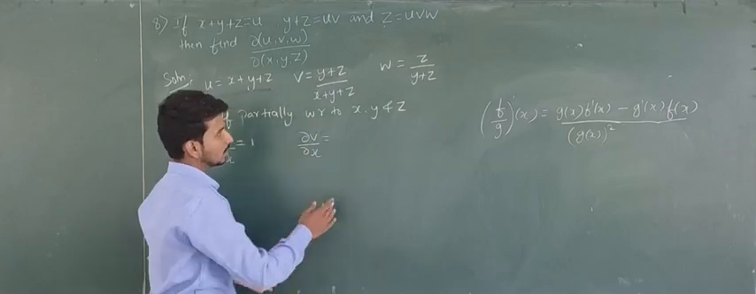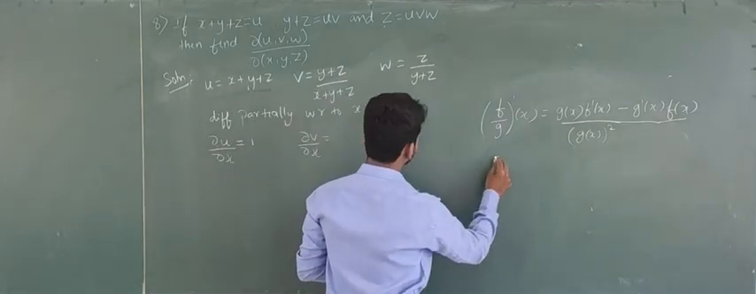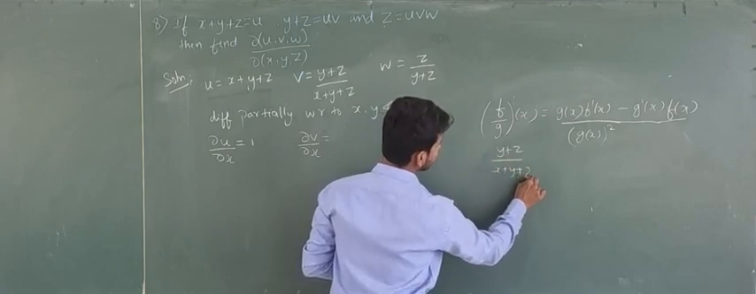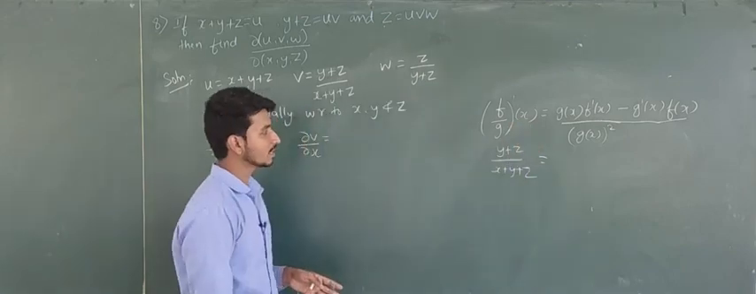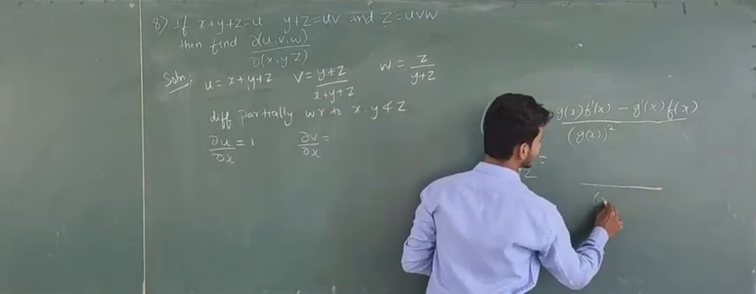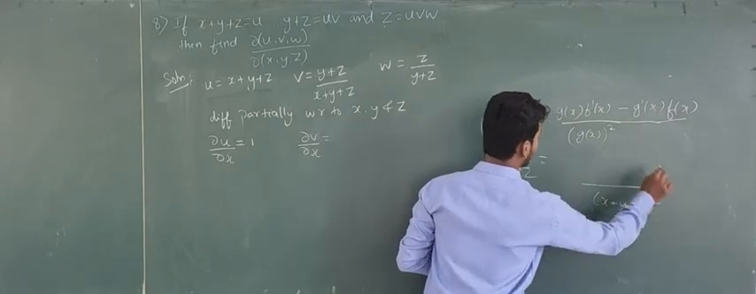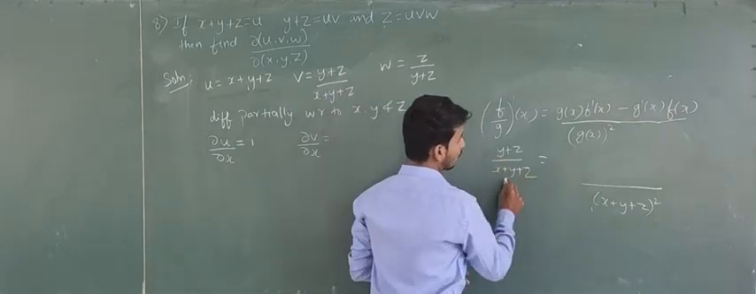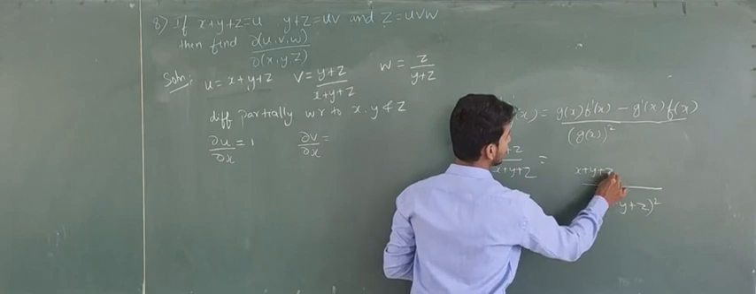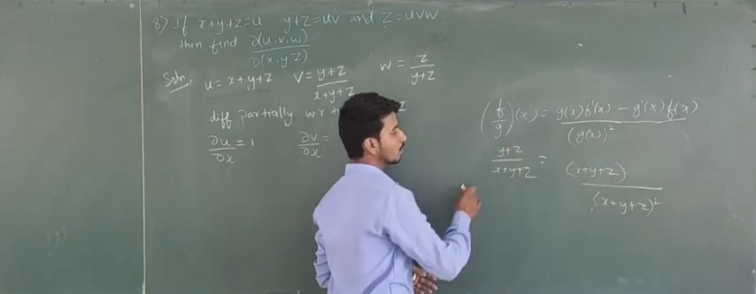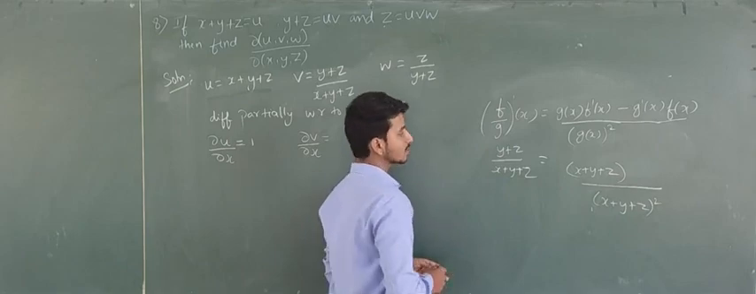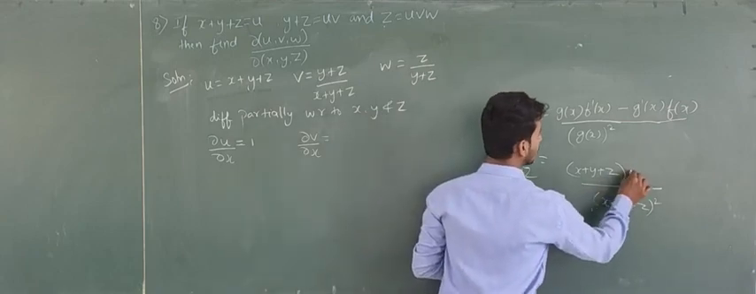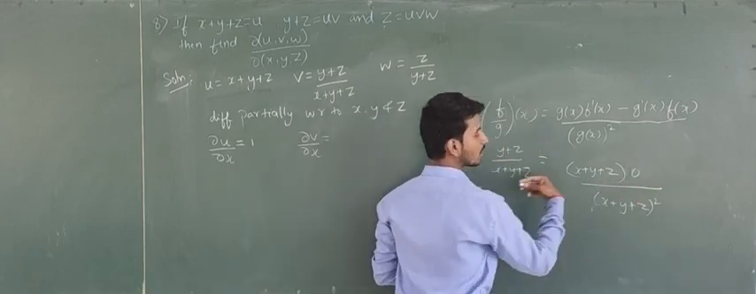So here we will write it in the quotient rule form, that is y plus z divided by x plus y plus z. The denominator will be squared, that is x plus y plus z whole square. Now the numerator: the denominator as it is, first x plus y plus z, into the derivative of the numerator with respect to x. If we differentiate y plus z with respect to x, this will be 0, into 0, the whole term will be 0.